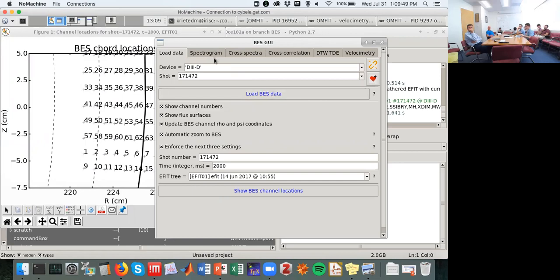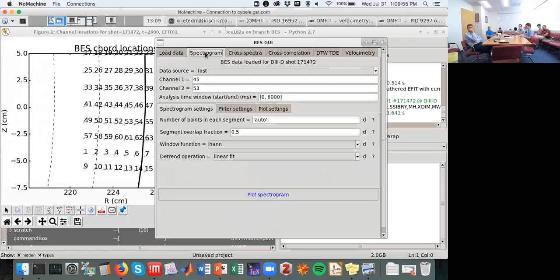Okay, so the first analysis that you usually use when you're studying turbulence data is just looking at spectrograms. If any of you are familiar with the inspect tool at D3D, this is basically the same functionality as inspect. So all this basically does is give you a qualitative overview of how the turbulence spectra is evolving over time throughout the shot.